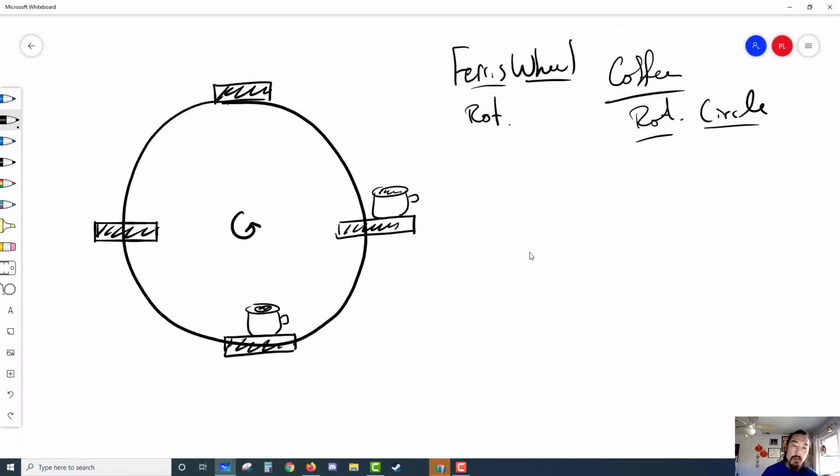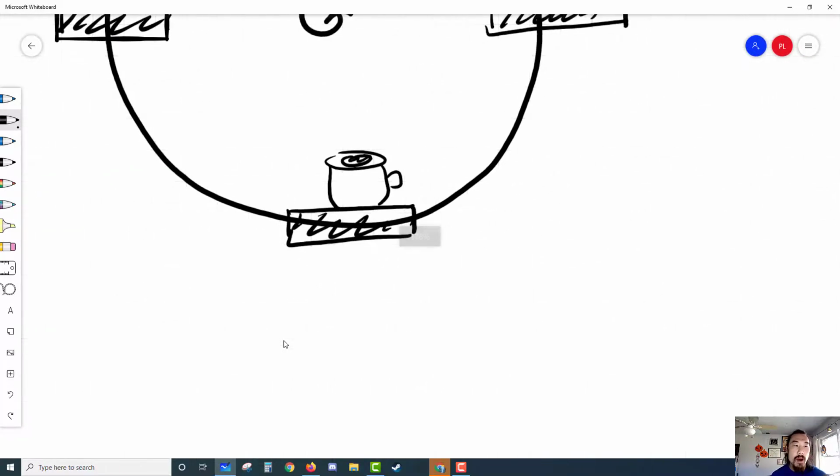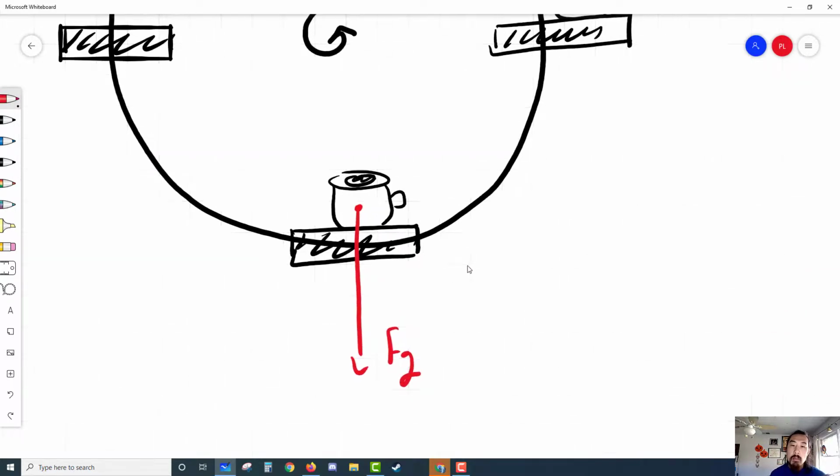All right. So let's do the bottom one first. I think this one's a little bit easier to conceptualize. So if I were to draw a free body diagram for the bottom one, I would say that there is a force of gravity going down. And because the mug is traveling with the platform, we can say that there's a force of friction pushing the mug to the right.